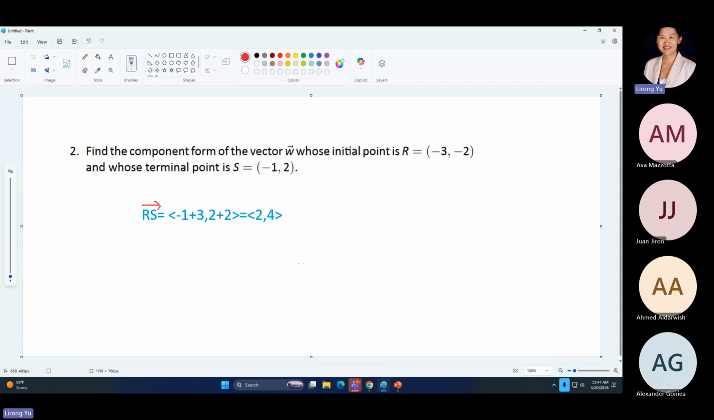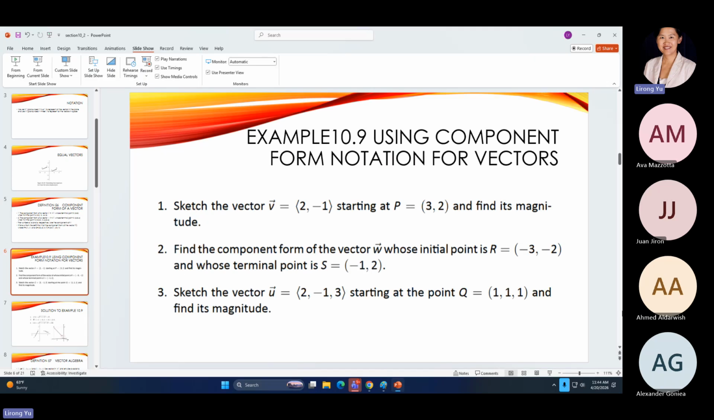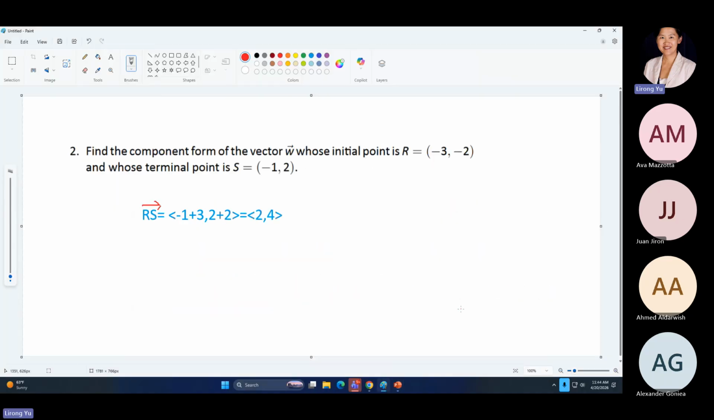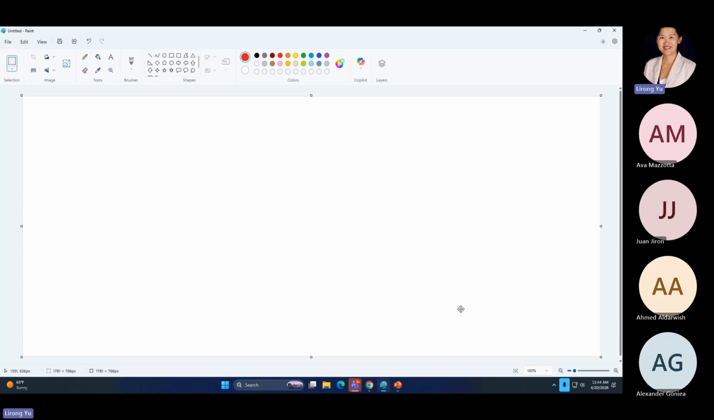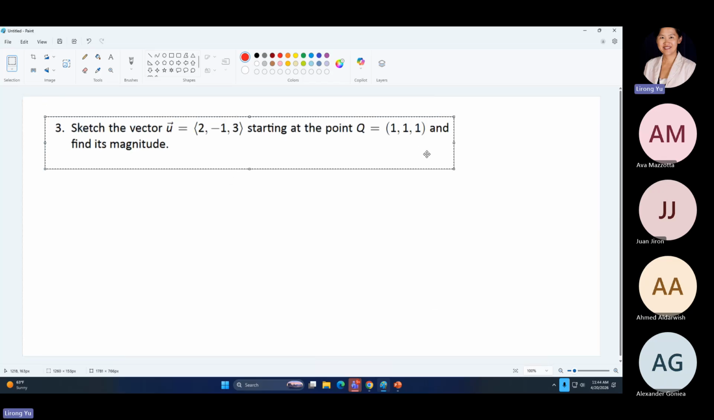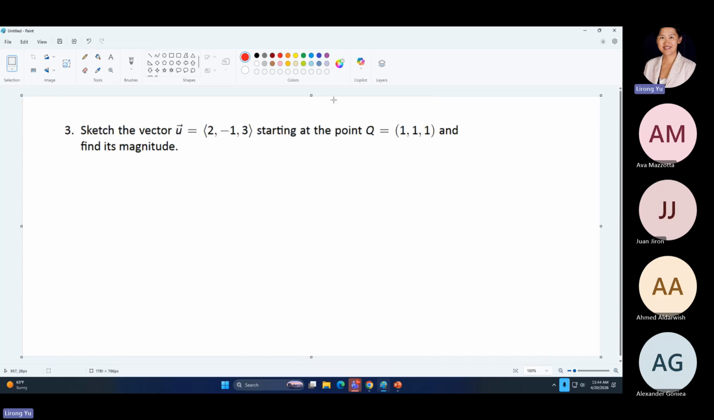Any questions? Right, let's try the last question on example. Sketch the vector U, 2, -1, starting at the point 1, 1 and find its magnitude. Okay. With the three-dimensional graph, I always feel like we've got to be more time consuming, and be more careful with how we draw it.